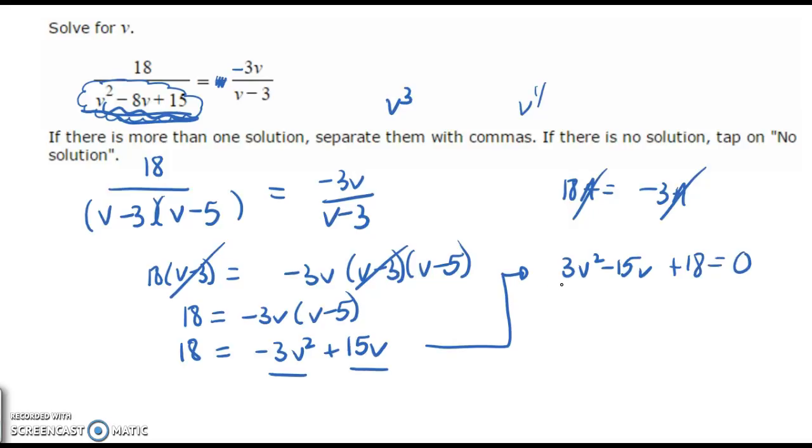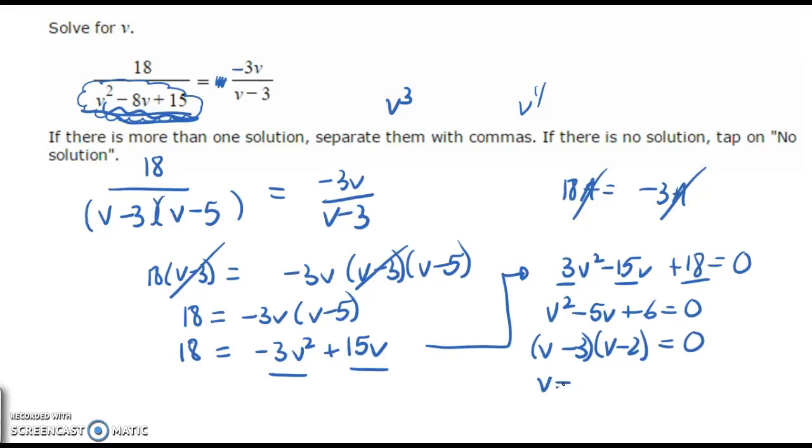The other thing that I'm noticing is that each of these numbers are divisible by 3. So I'm going to go ahead at this step and divide both sides of this equation by 3. That gives v squared minus 5v plus 6 equals 0. You don't have to do that division, but it will make factoring easier, and you'll get the same answer either way. So now I'm going to factor this, and this is going to be v minus 3 times v minus 2, and that's going to give us answers of v equals 3 or 2.